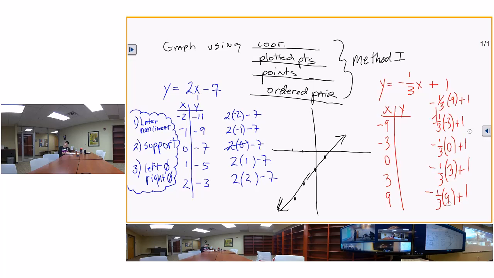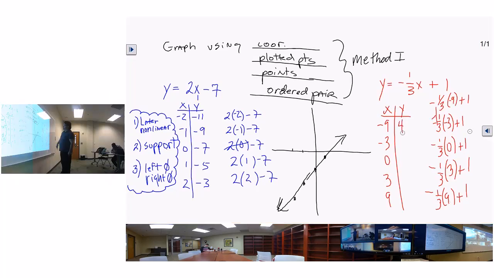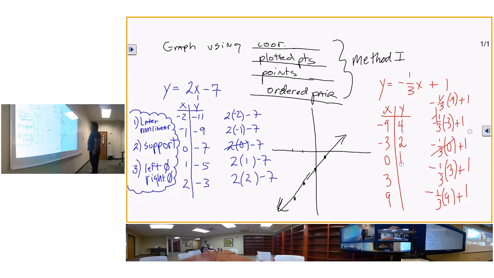2. 3. 3 plus 1 is what? 4. What's 3 over 3? 1 plus 1? That goes out, so you're left with 1. Anybody see a pattern?